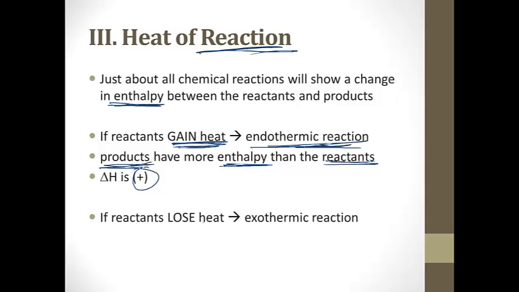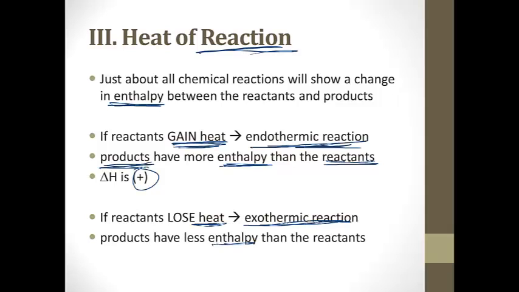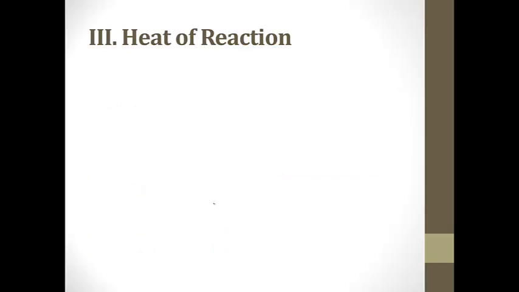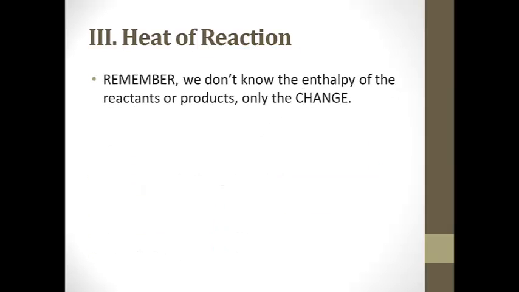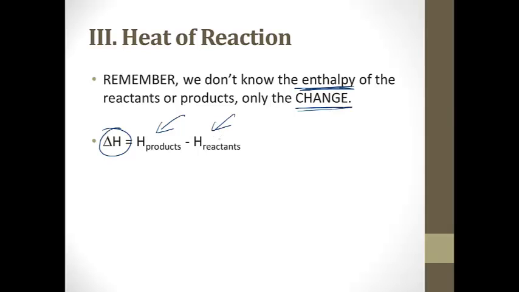If the reactants lose heat energy in the reaction, then it's an exothermic reaction. Products have less enthalpy than the reactants. So the reactants had more energy, the products end up with less energy, and delta H will be negative for this kind of reaction. Remember, we don't know what the enthalpy is of the reactants or products, only the change. So we can always figure out delta H. The problem is we don't know the enthalpy of the products or of the reactants. The individual ones cannot be measured.